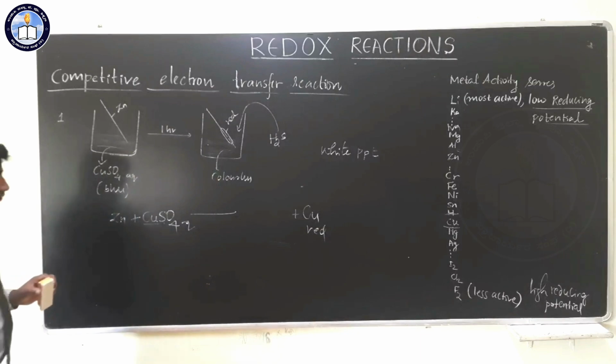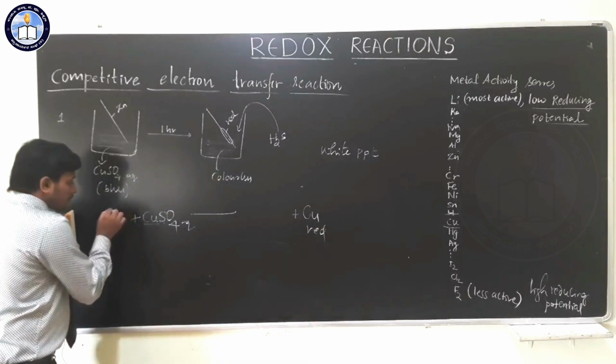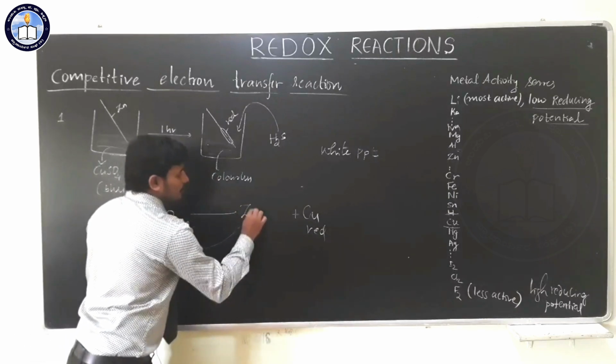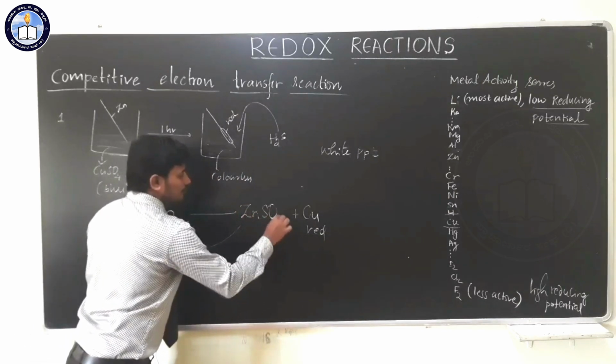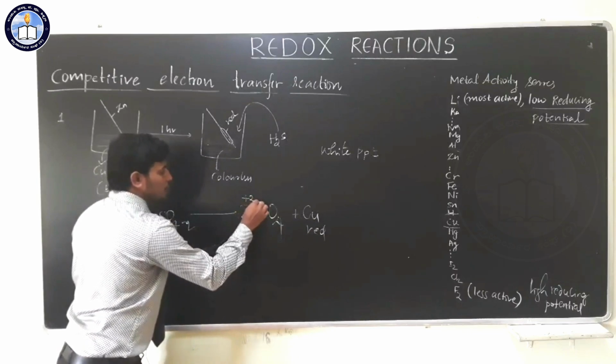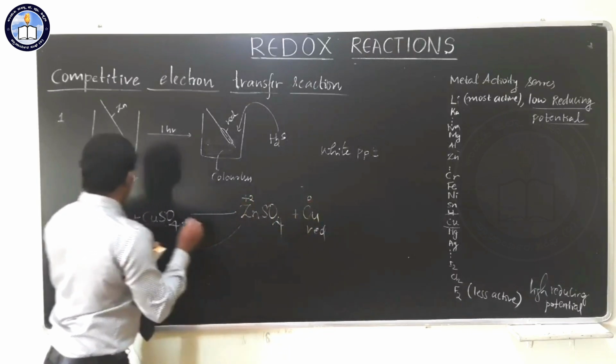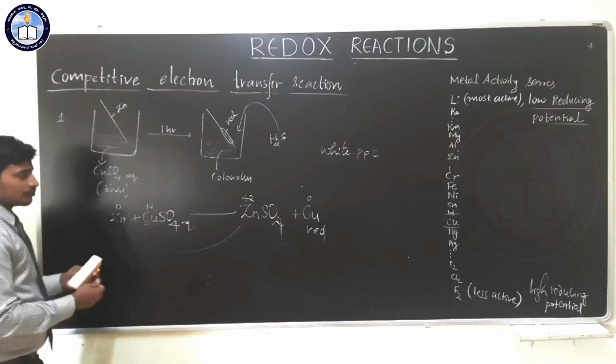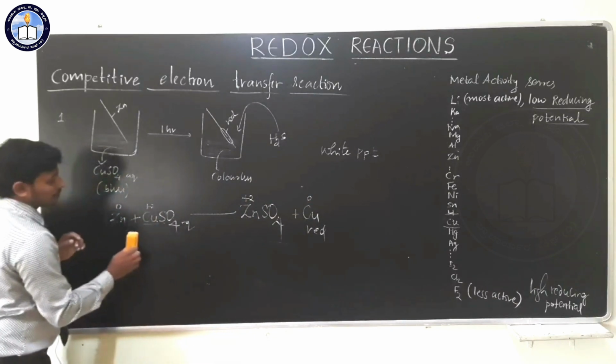At the same time, zinc turns into zinc sulfate. The valence of zinc is what? Plus 2. The valence here is 0 and here it is 0, and for this copper plus 2. That is the oxidation number what we say.